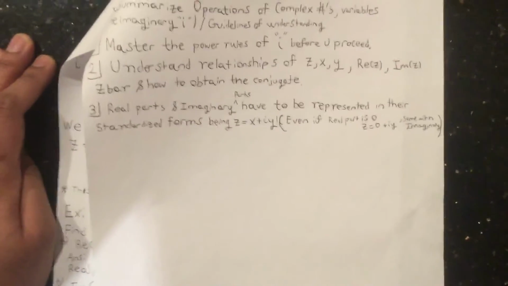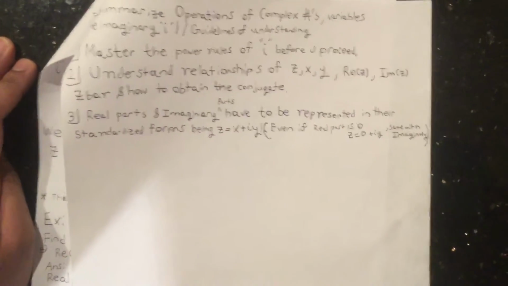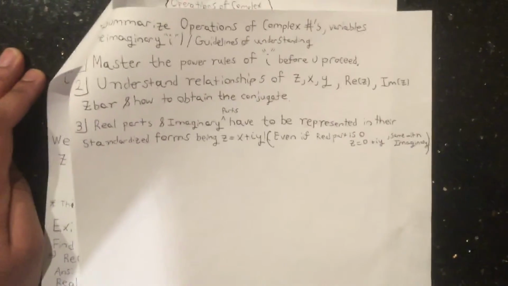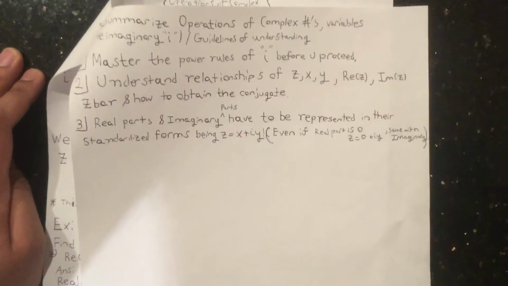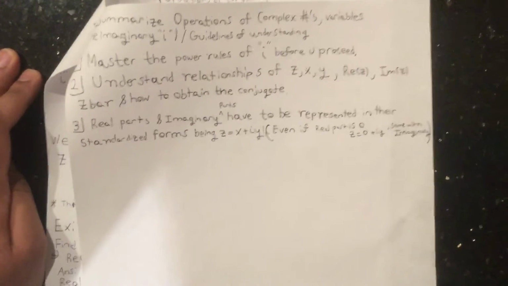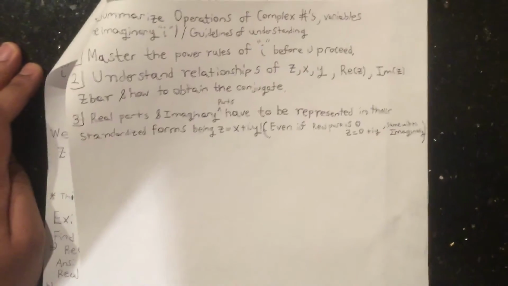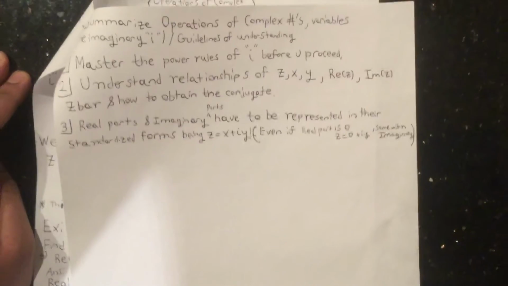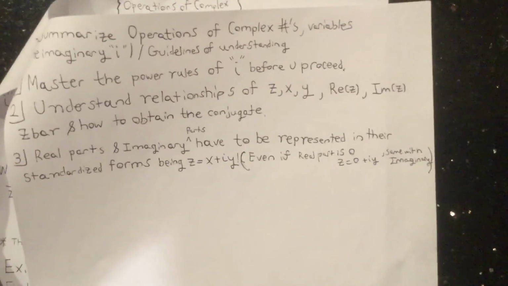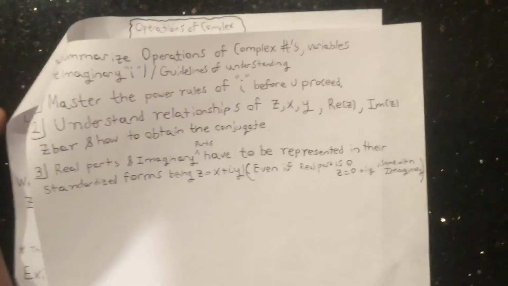Very useful. Understand relationships of z, x, y, real z, imaginary z, z bar being known as a conjugate, and how to obtain that conjugate. The real parts and imaginary parts have to be represented in their standardized forms, being z equals x plus iy. Even if the real part is 0, you still have to write it in complex notation, which is z equals 0 plus iy. The same laws apply with imaginary.